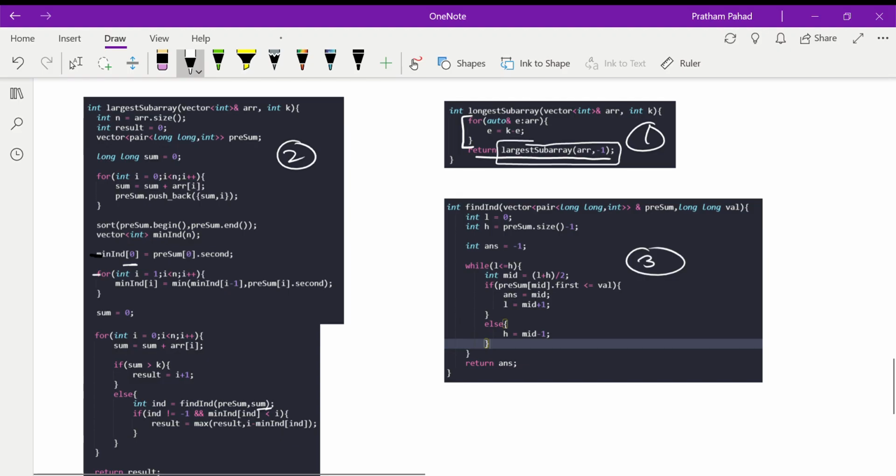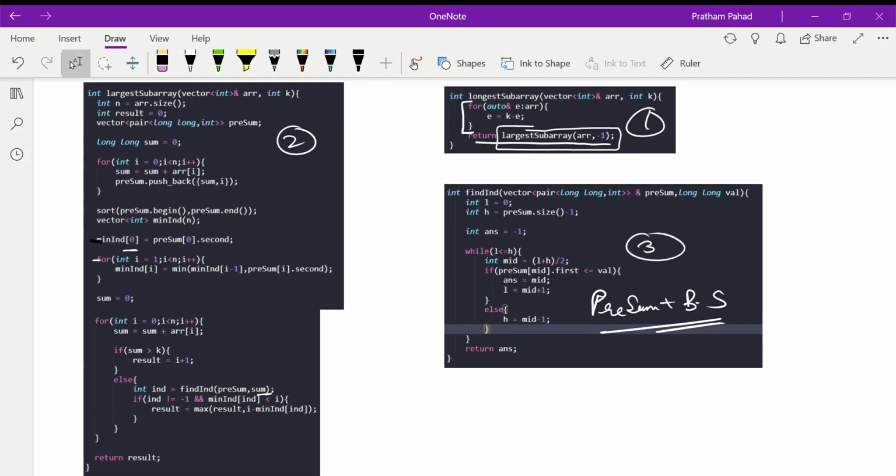So this problem was a mix of pre-computation, prefix sum plus binary search. So this was all about our post analysis. Please see this code, try some more examples from your end, and you will be able to understand the problem.